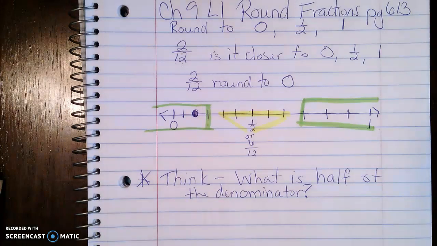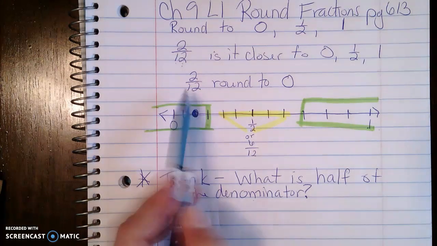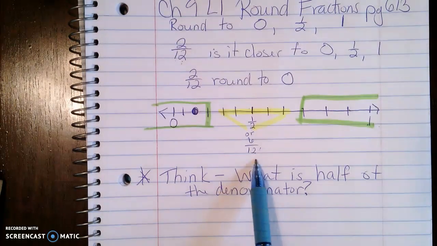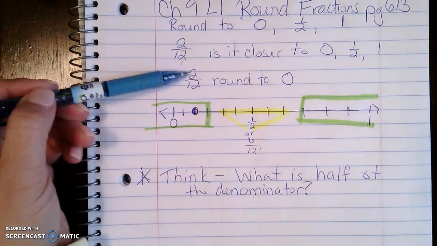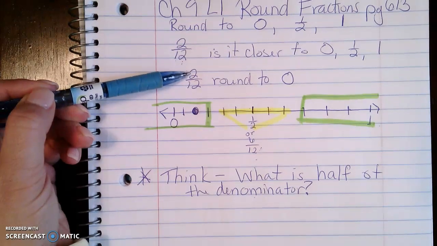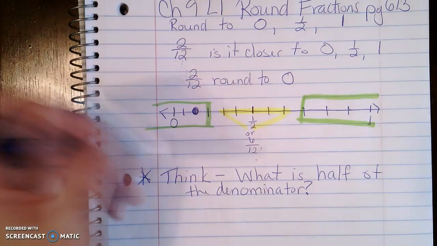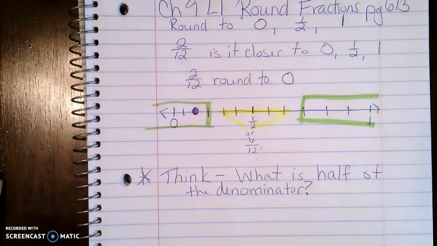This is with the denominator of 12, right? But we don't always have the denominator of 12, so we have to think in our head, okay, what is half of the denominator? In this case, this was 6/12, and then decide from there. So I'm looking at the numerator. 2/12. 2 is very close to 0 in comparison to being 6 or 11/12. So that's how I would think about this problem.